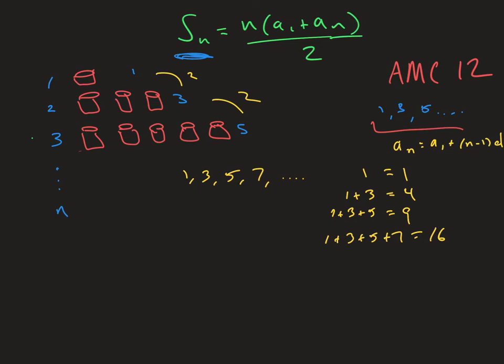So not only did we solve this problem, but we learned that the sum of n odd numbers equals n squared. So that's pretty helpful and kind of amazing that those odd numbers just add up to such a nice quantity, n squared.